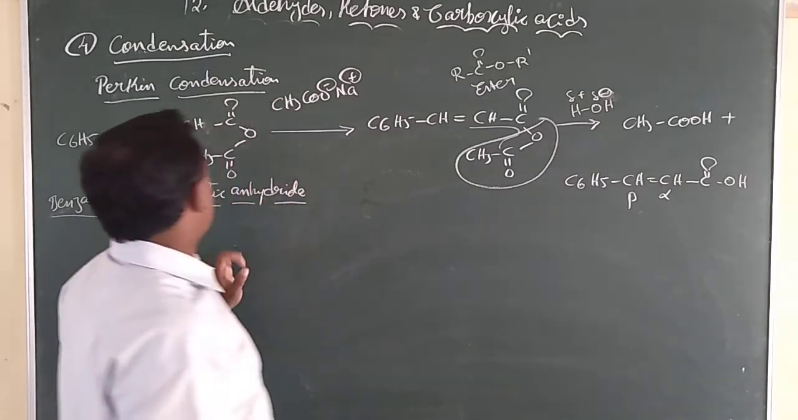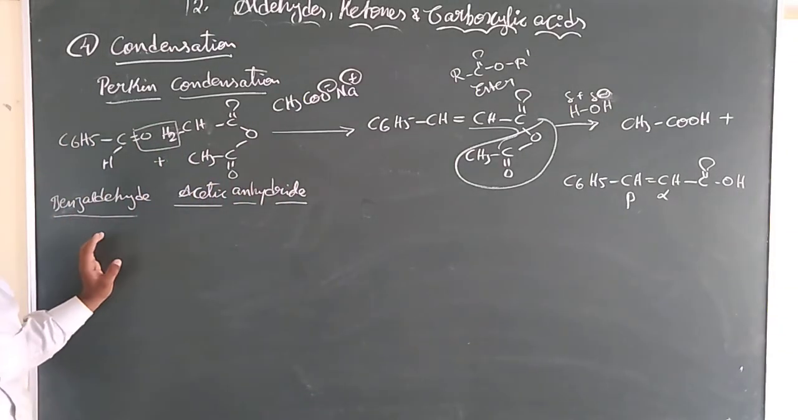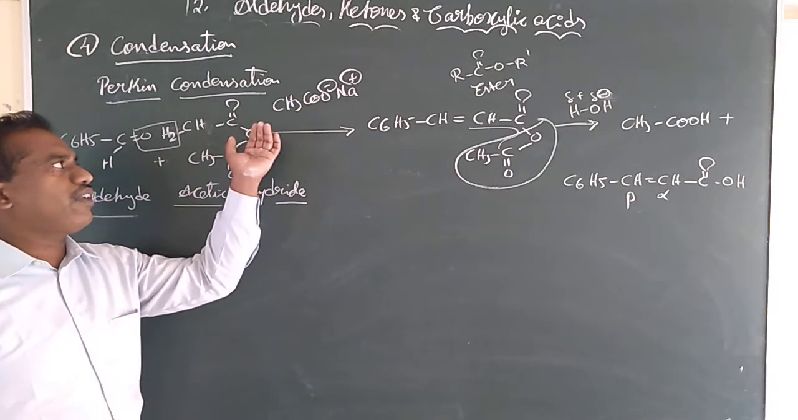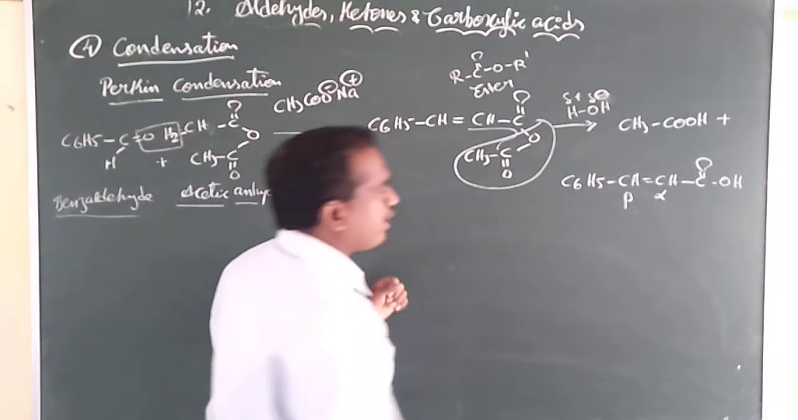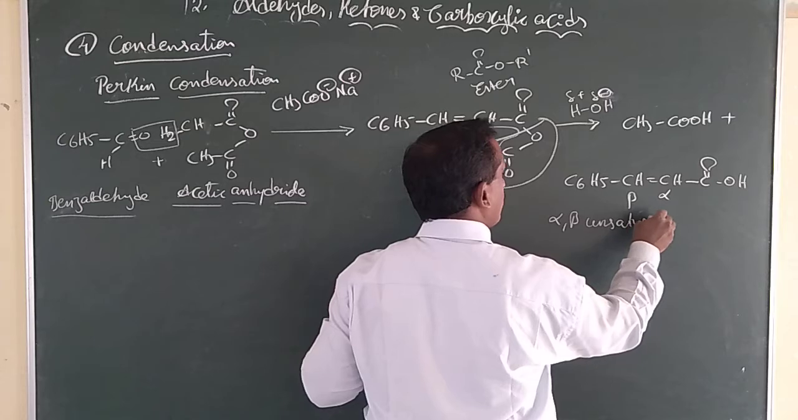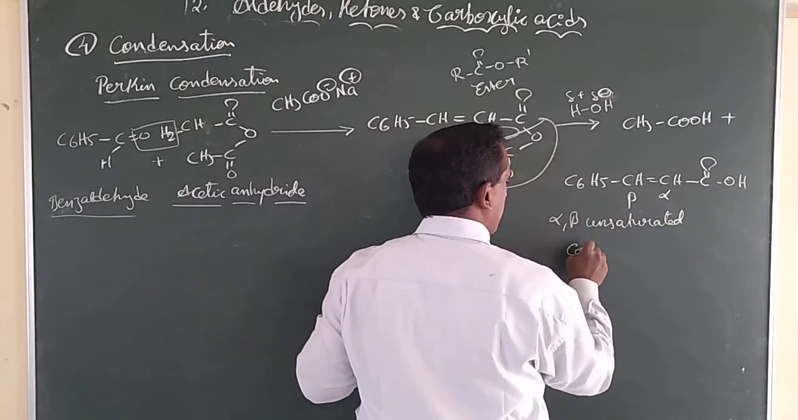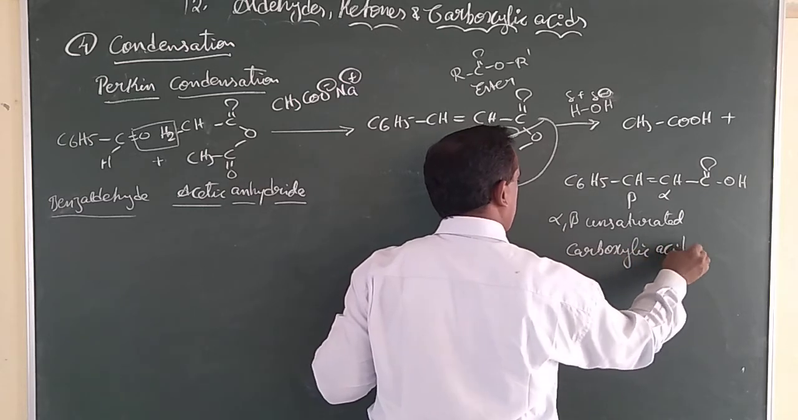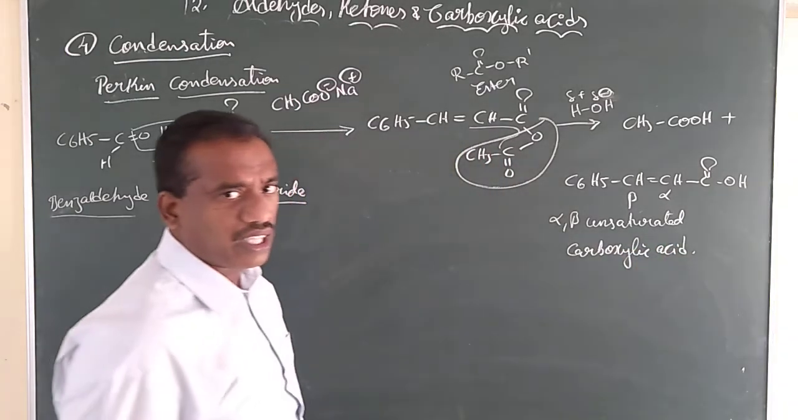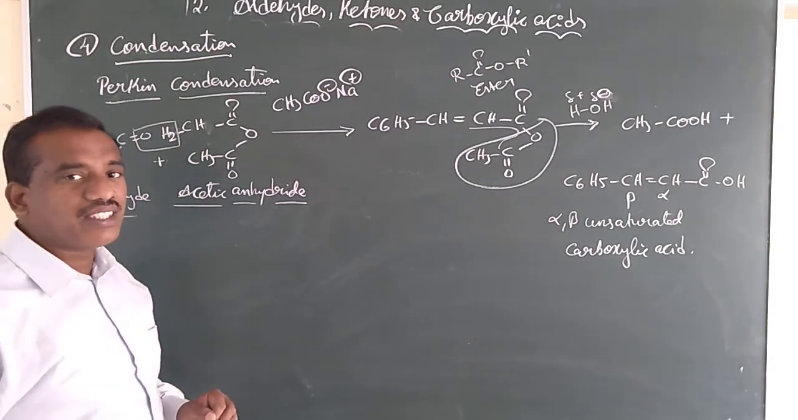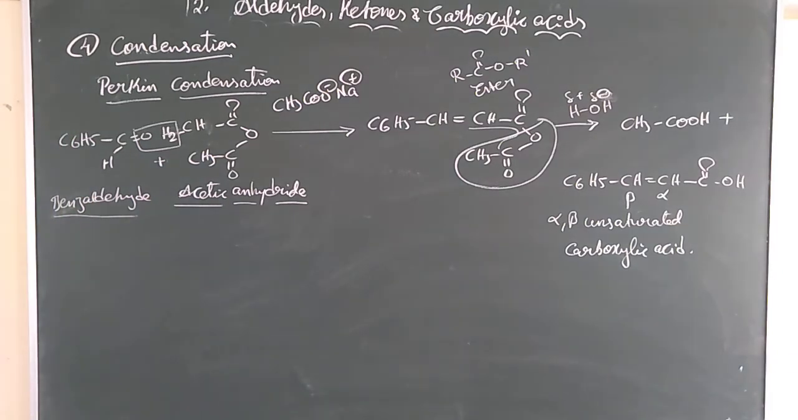So what does Perkin condensation mean? An aromatic aldehyde, when treated with acetic anhydride in the presence of the sodium salt of a carboxylic acid, forms an alpha beta unsaturated carboxylic acid. That's what we call the Perkin condensation. So these reactions are very useful. Write down.